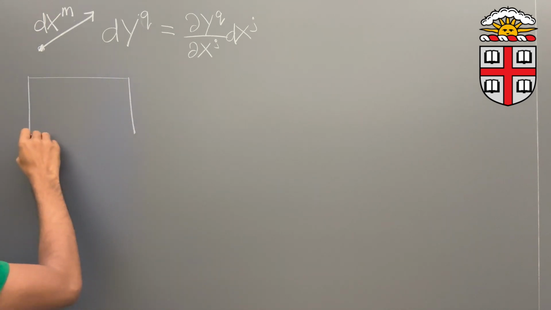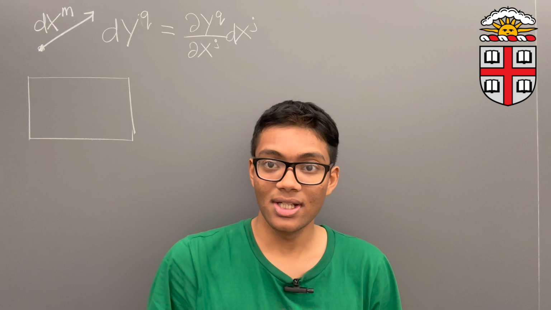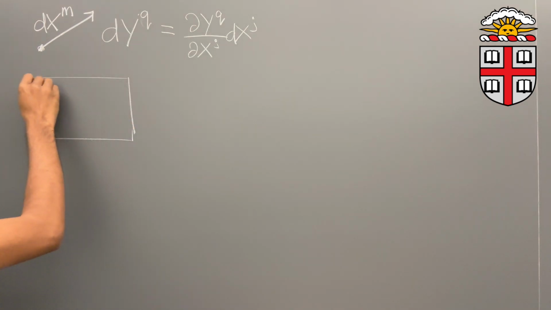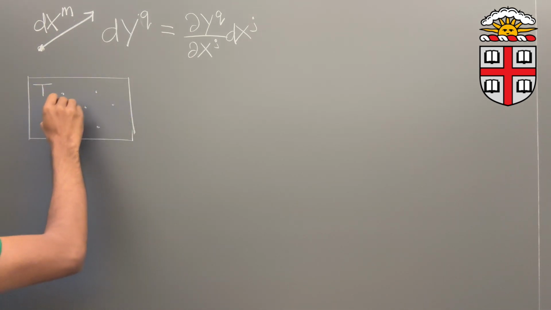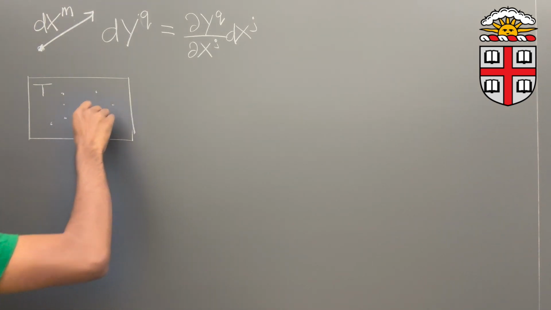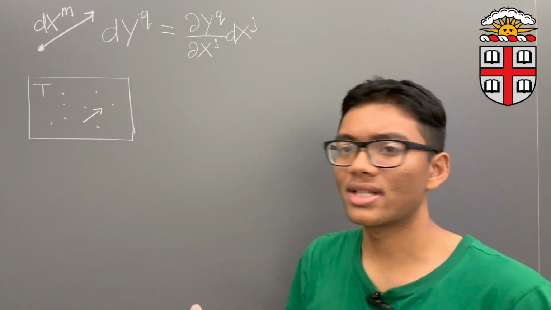A scalar field is any kind of field that is made out of scalars. For example, a temperature field is a scalar field. Everywhere in this room there's a certain temperature, and so that is a scalar field. The question is, if we take a small step in this temperature field, what's the change in the temperature?